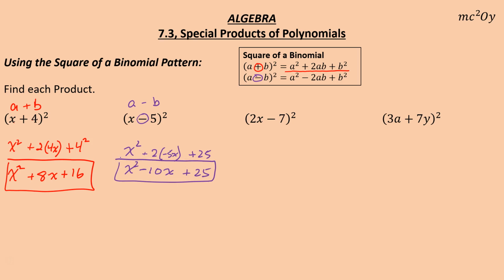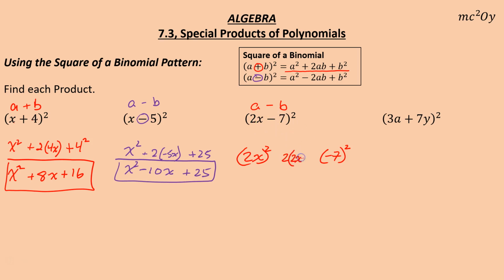So normally I wouldn't keep showing all those steps there, the 2ab in the middle. I would look at it like this. I'd say, okay, I'm squaring this, I've got the subtraction, I know this is position A, this is position B, I'm subtracting. So I know I'm going to square the front, so that's going to be 2x quantity squared. I'm going to square the back, negative 7 squared, and then I'm going to multiply 2 times 2x minus 7.